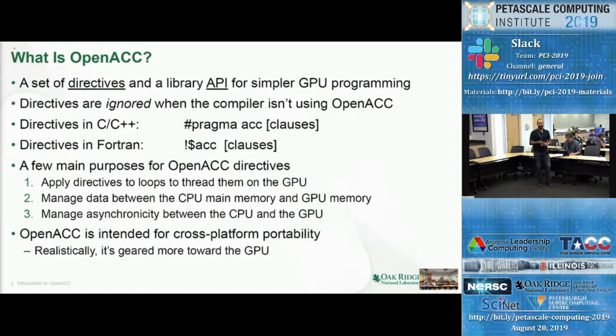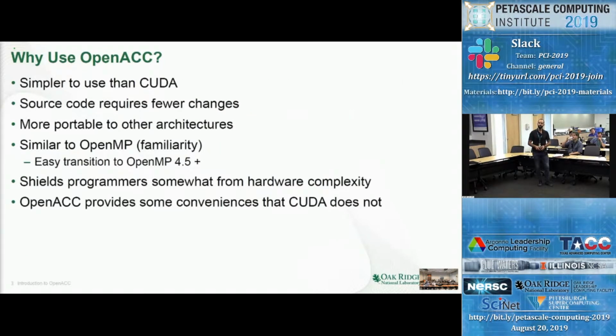OpenACC is intended for cross-platform portability. Realistically, it's mostly geared towards the GPU. If you use some compilers, there's an offload for multi-core. But generally, a lot of OpenACC, in terms of at least implementation, is geared toward the GPU.